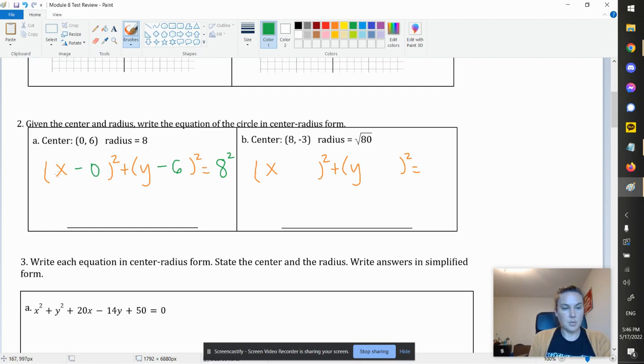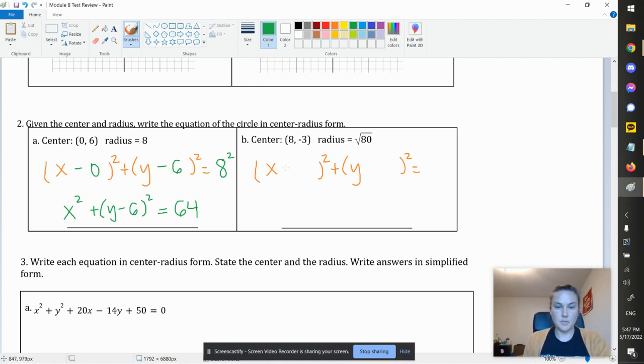Now I'm going to tidy this up. X minus 0 is just x, so I'll do x squared. Y minus 6 already is simplified, so I'll keep that as is. And then 8 squared is 64. Cool.